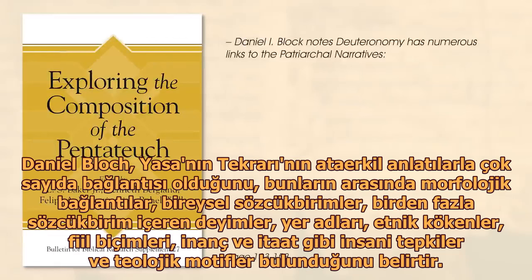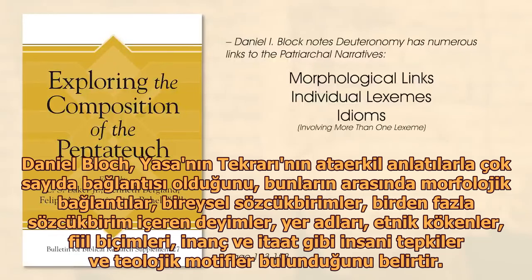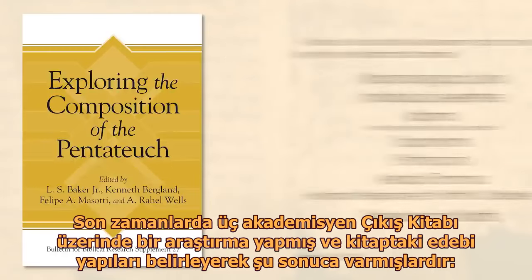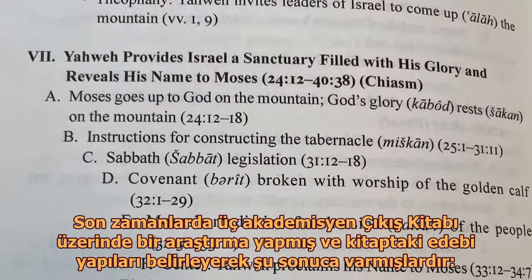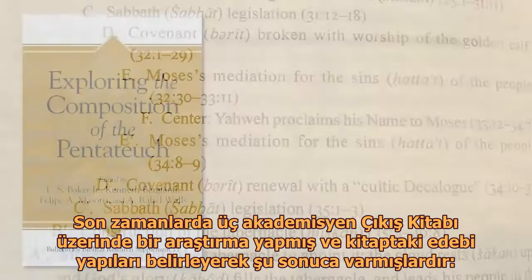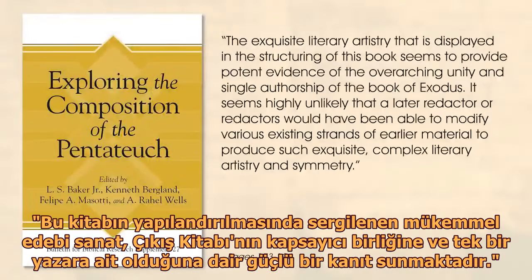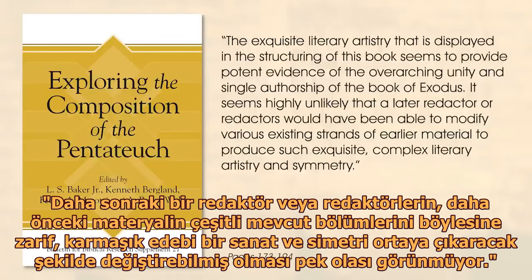Daniel Block notes Deuteronomy has numerous links to the patriarchal narratives, including morphological links, individual lexemes, idioms involving more than one lexeme, toponyms, ethnicons, verbal formals, the human response of faith and obedience, and theological motifs. Recently, 3 scholars did a survey on the book of Exodus and identified literary structures throughout the book, concluding the exquisite literary artistry that is displayed in the structuring of this book seems to provide potent evidence of the overarching unity and single authorship of the book of Exodus. It seems highly unlikely that a later redactor or redactors would have been able to modify various existing strands of earlier material to produce such exquisite, complex literary artistry and symmetry.